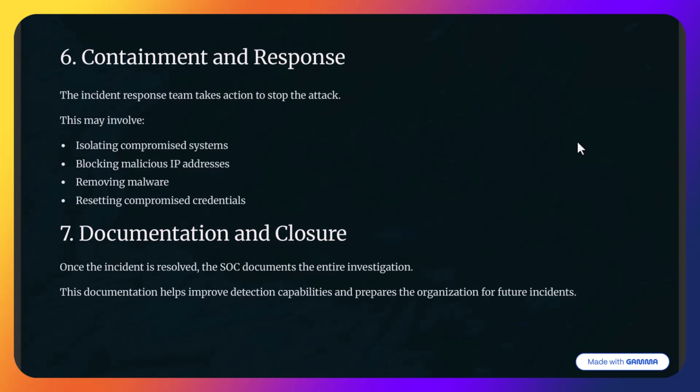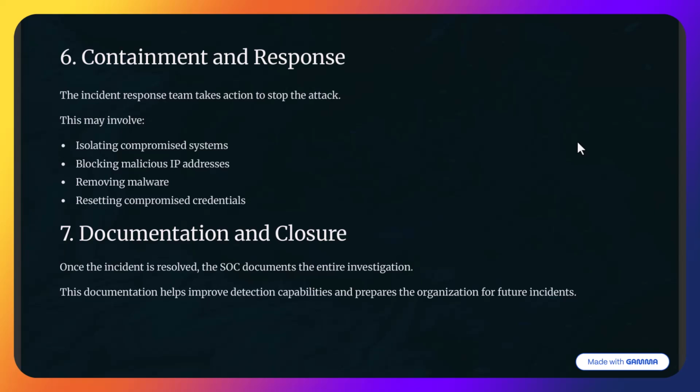The seventh one, documentation and closure. The final stage is documentation and closure. Once the incident has been resolved, the SOC team must document the entire investigation process. This documentation includes what triggered the alert, how the investigation was conducted, what actions were taken to respond to the incident, the final outcome of the incident.